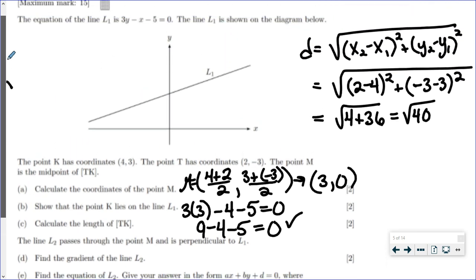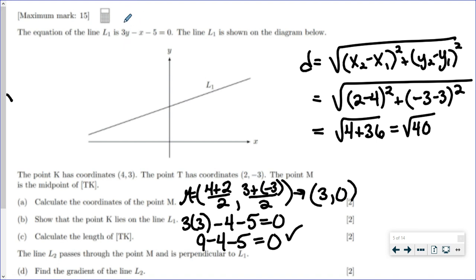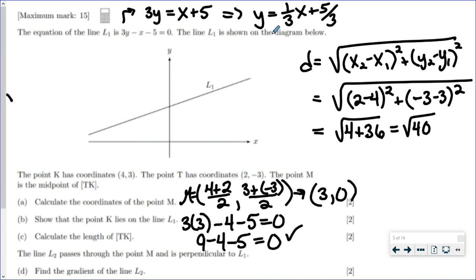So my gradient here, if I rewrite this, this is going to be 3y equals x plus 5. If I divide both sides by 3, or multiply both sides by 1/3, we would get y is equal to 1/3 x plus 5/3. So I know the slope of L1 is 1/3.